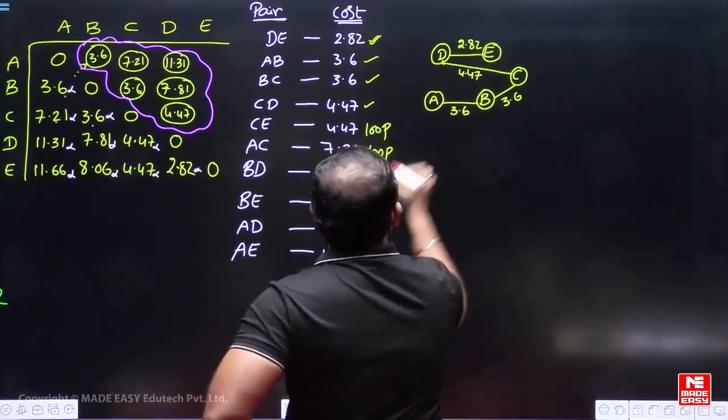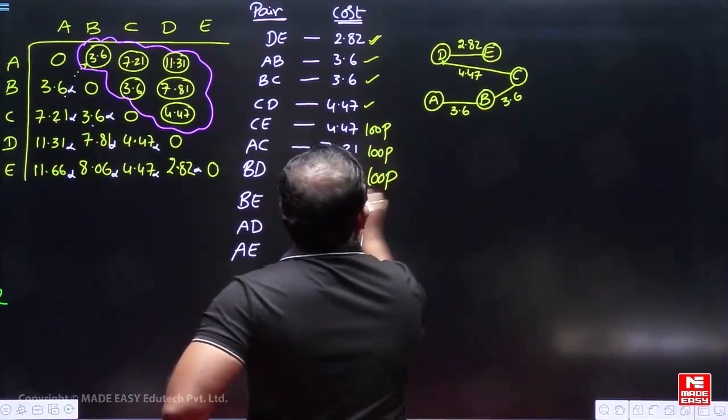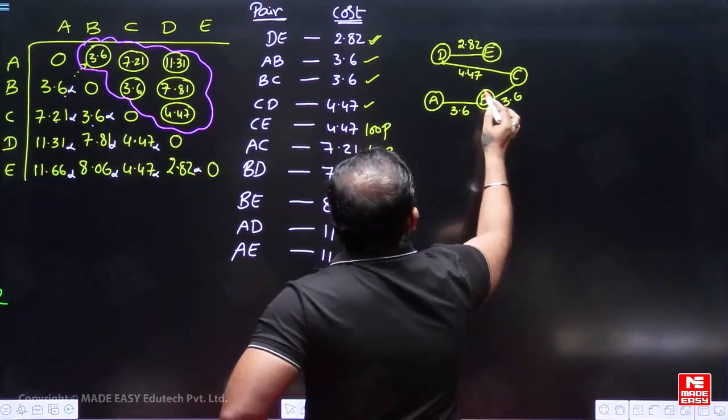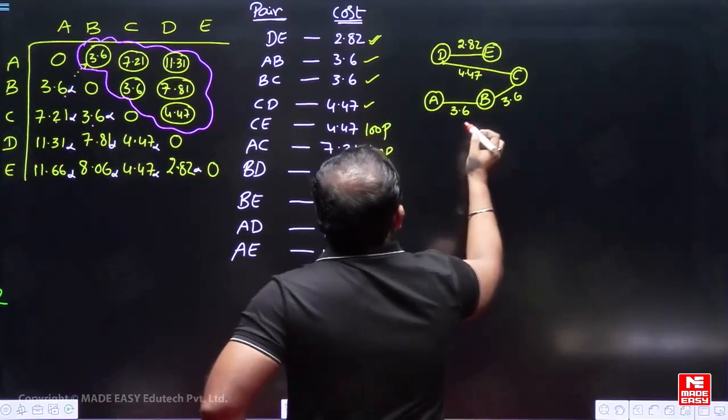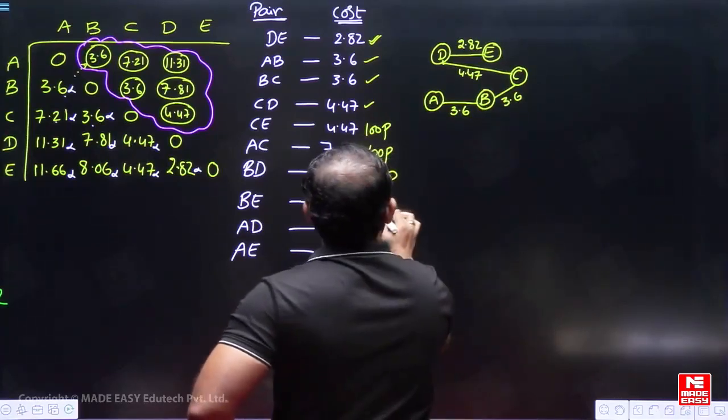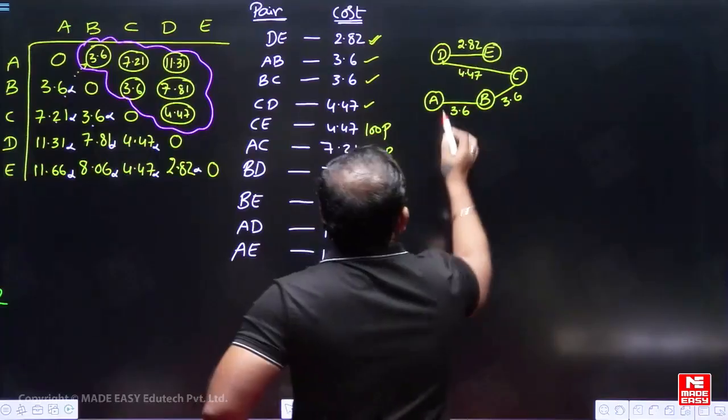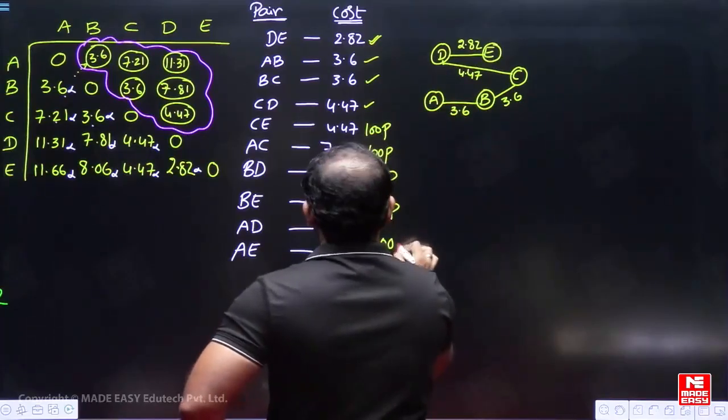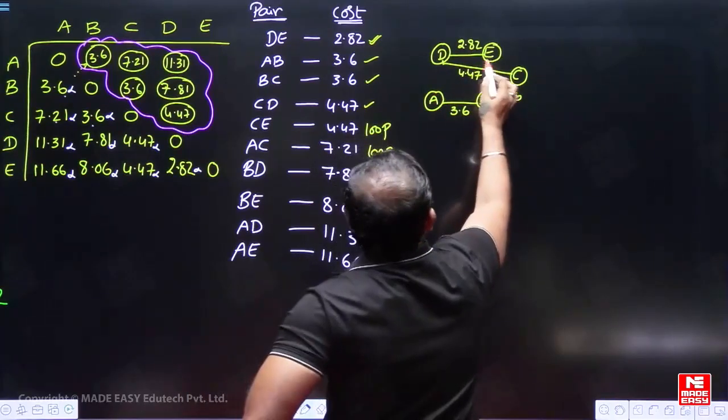BD: if we take BD, a loop will come. BE is also creating a loop. AD also creates a loop. AE also creates a loop.